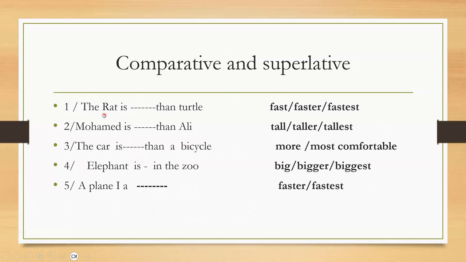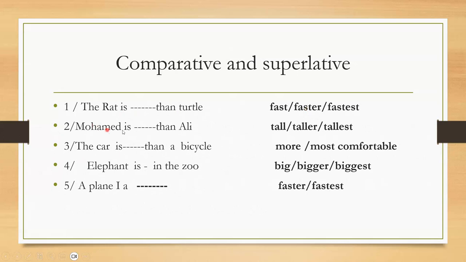Okay, the rat is dash than turtle. The rat is dash than turtle. Fast, faster, fastest. Okay, I have two things to compare between them, rat and turtle. This is a comparative, and I have than to compare between two things. I will say what? Yes, good job, faster. The rat is faster than turtle.